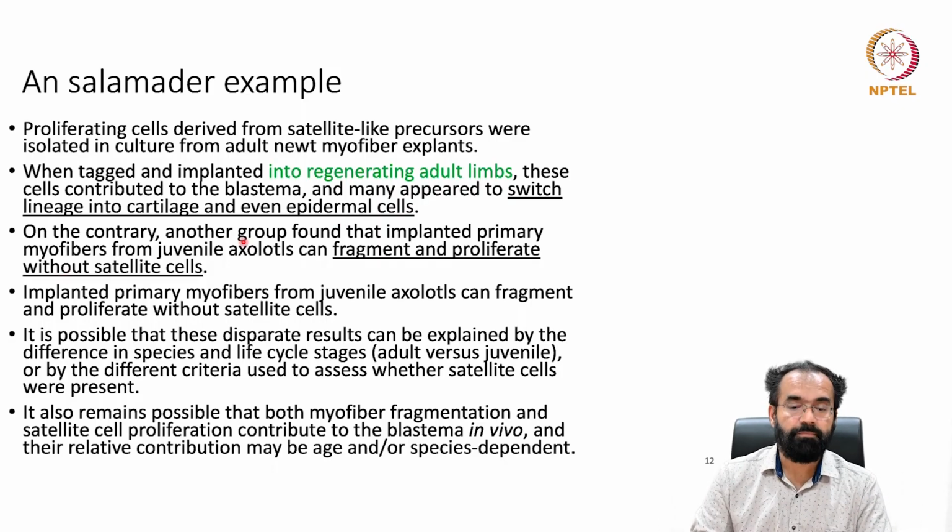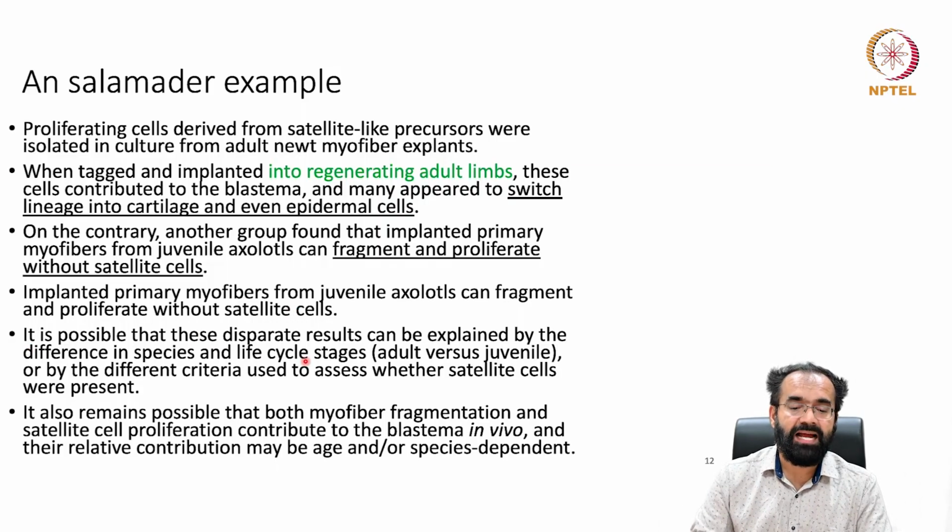On the contrary, another group of researchers found that implanted primary myofibers from juvenile axolotls can fragment and proliferate even without the satellite cells. They are not necessary for them to proliferate. Implanted primary myofibers from the juvenile axolotls can fragment and proliferate even without any inclusion of the satellite cells.